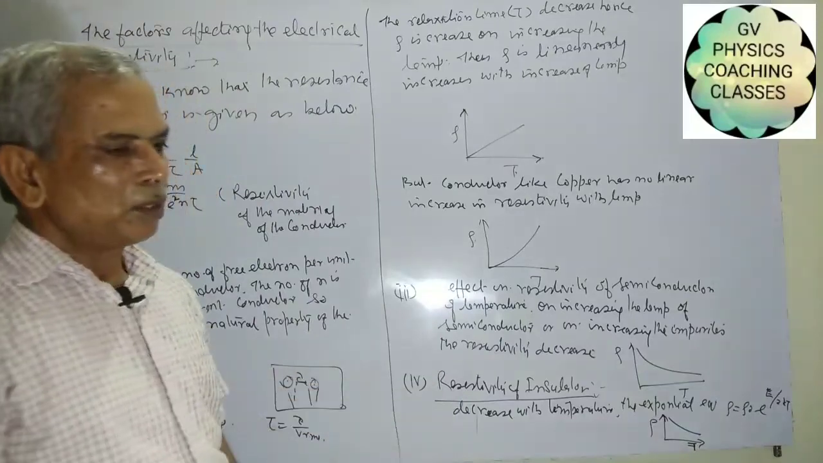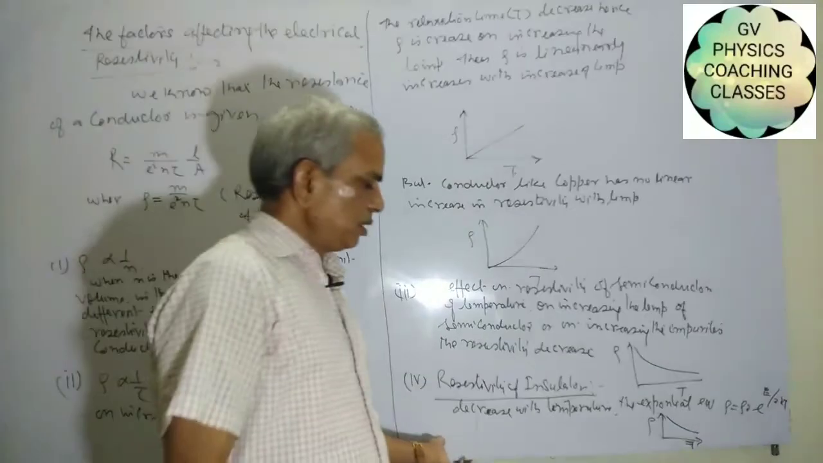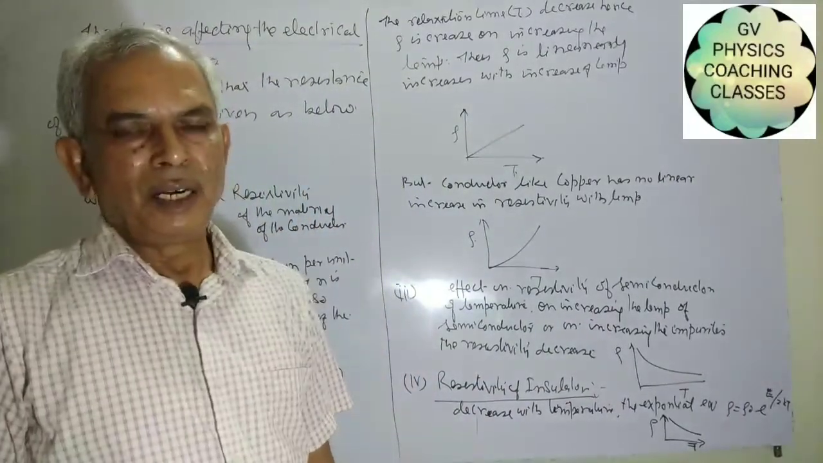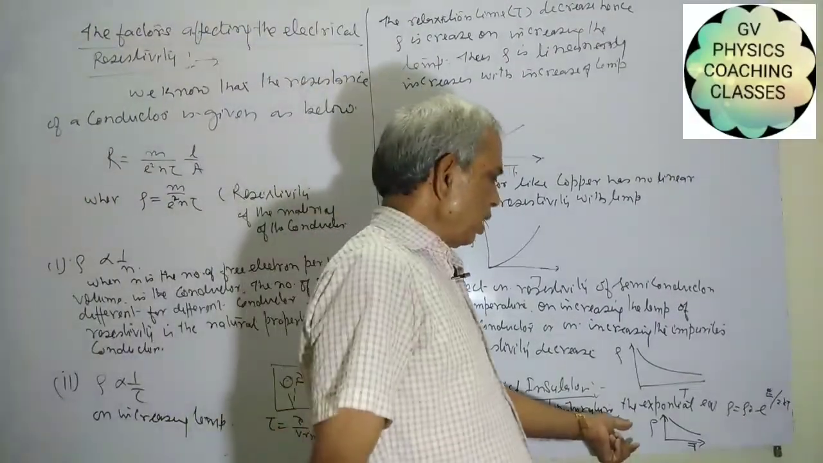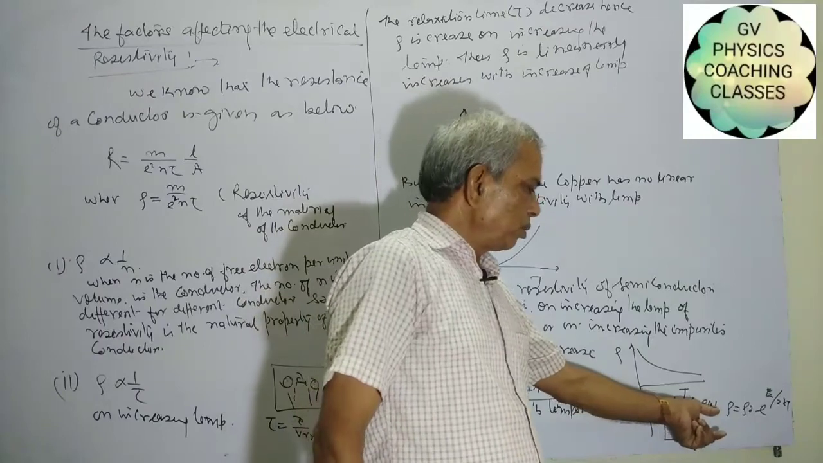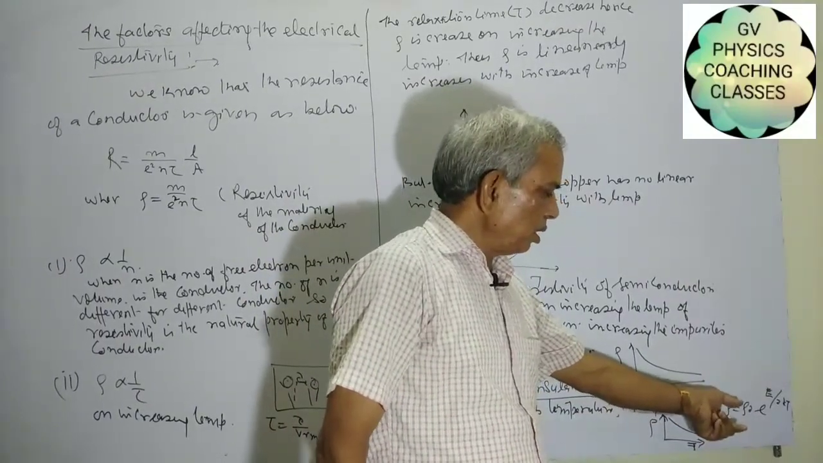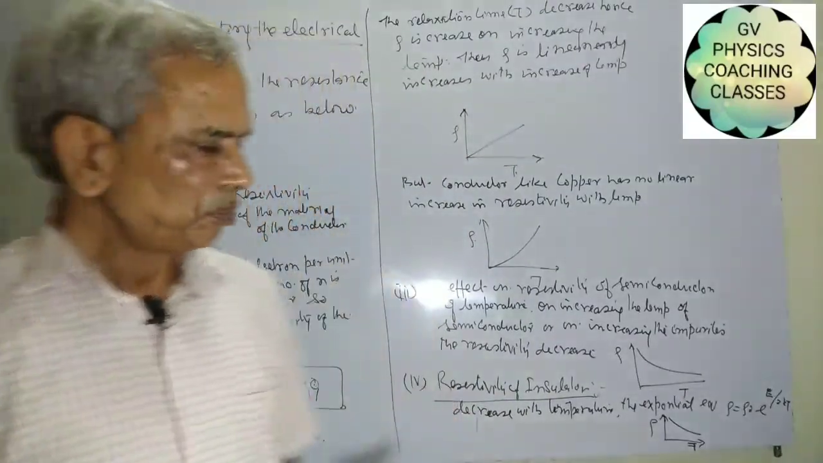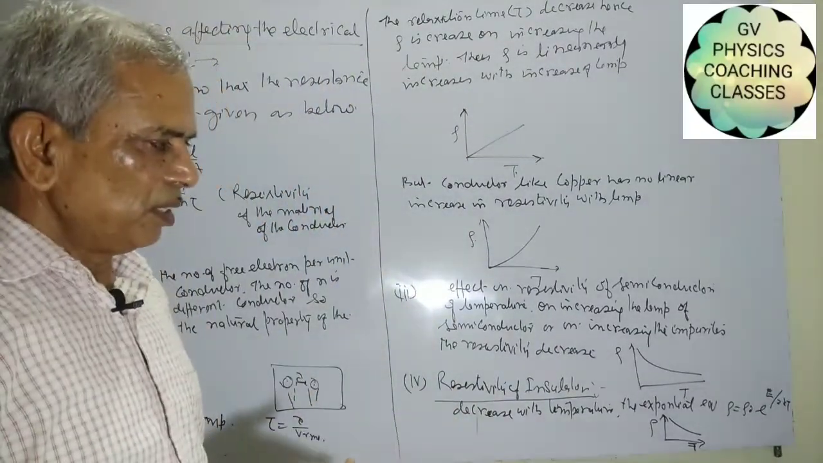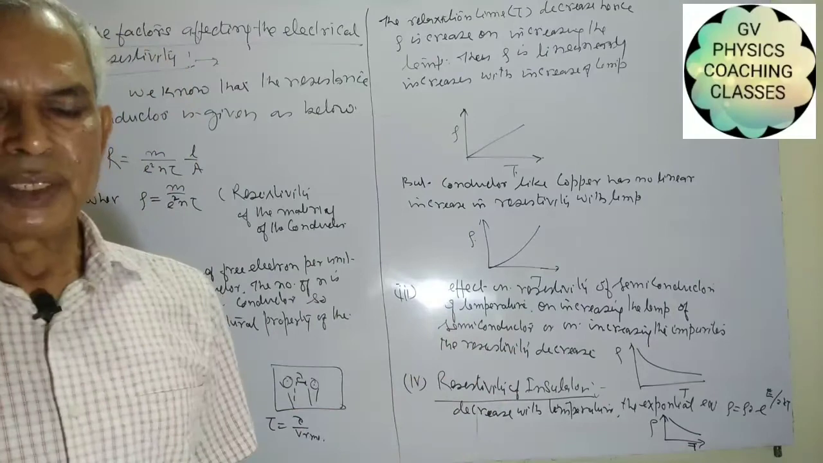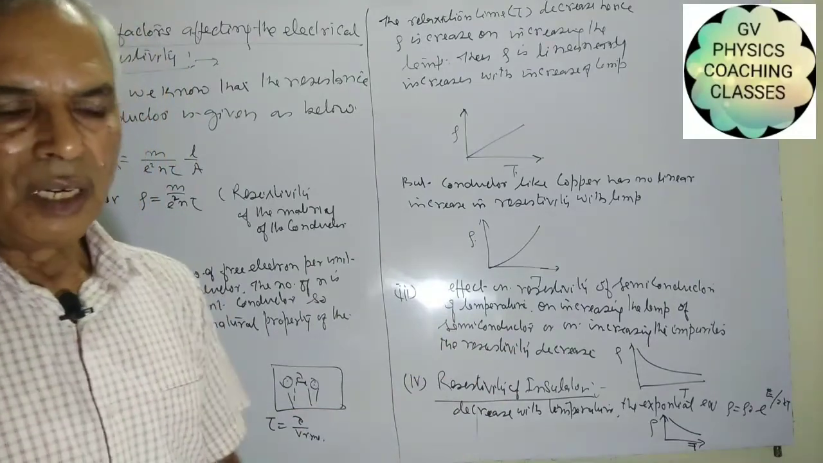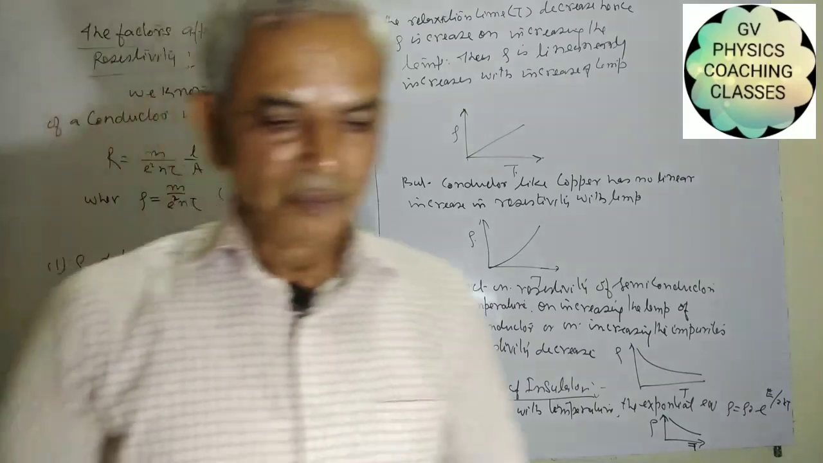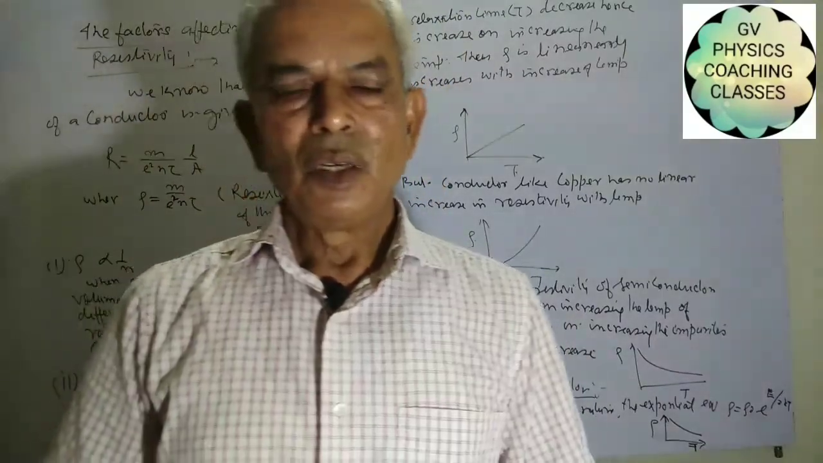Similarly, in case of the insulator, the resistivity also decreases with the increase of the temperature, according to the exponential equation. Rho is equal to rho naught e to the power E upon 2kT, where E is the energy or T is the temperature. Now this is all about the factors affecting the electrical resistivity.